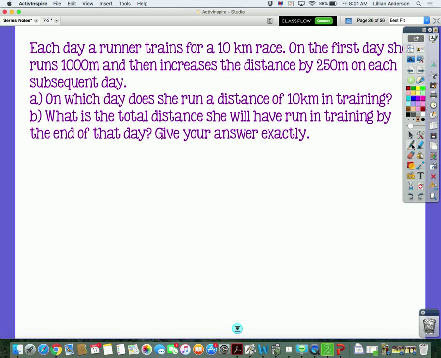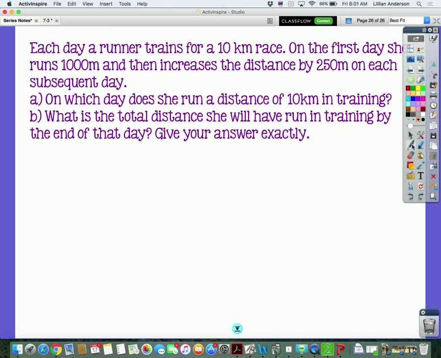Okay, so now we're going to look at this example, which talks about an application that deals strictly with arithmetic and geometric series and sequences. It says each day a runner trains for a 10-kilometer race. On the first day, she runs 1,000 meters, and then she increases the distance by 250 meters on each subsequent day. And it says, on which day does she run a distance of 10 kilometers in training?